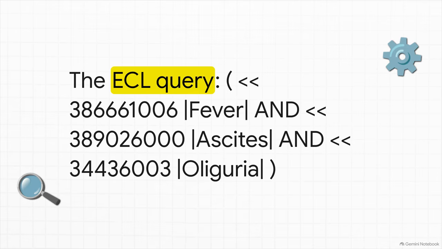From there, these concepts compose into SNOMED CT's Expression Constraint Language, or ECL for short. See those little double arrows in the query? That's the math telling the system to automatically pull in all descendant concepts. So it's not just querying exactly what the doctor typed, it's grabbing all the related clinical subtypes too, and nobody has to enter those by hand.